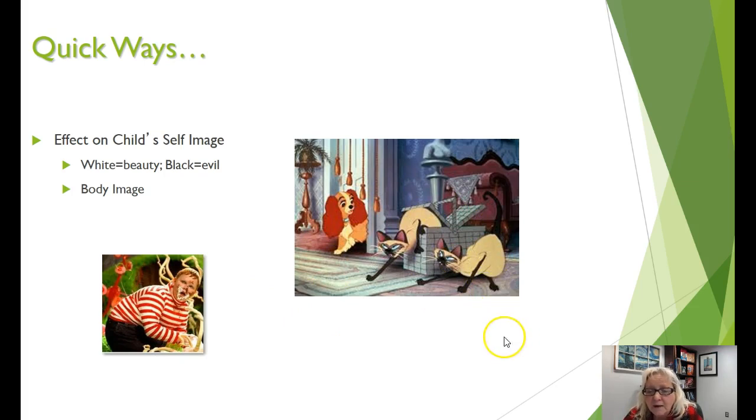Here we've got, I don't know if all of you remember, this is kind of an old movie, Lady and the Tramp. And these are twin Siamese cats who sing in a very oriental sing-song.